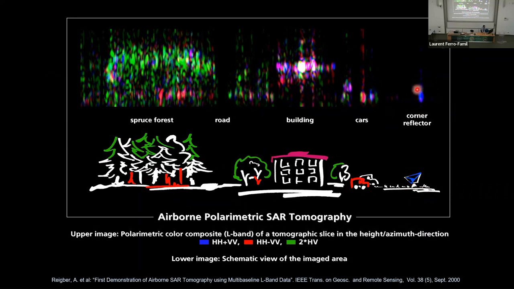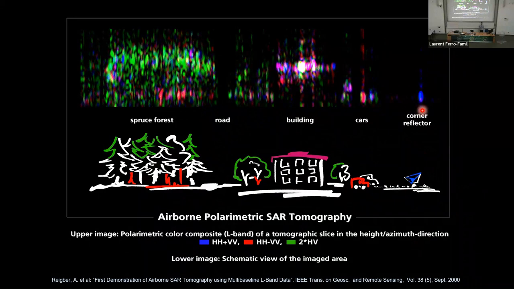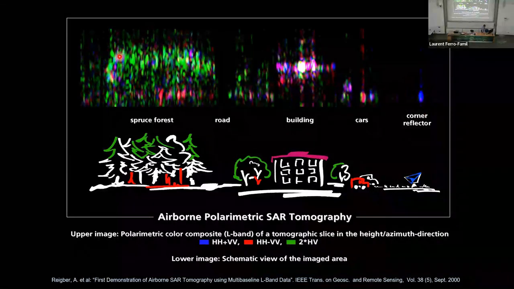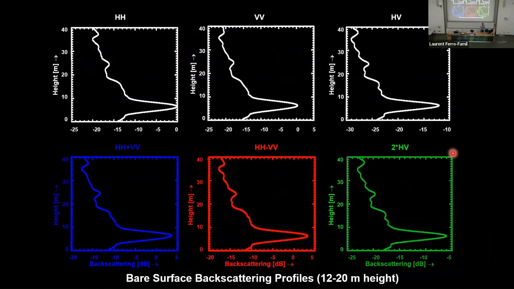You see, this is a Pauli combination. This corner reflector is blue. Is it a dihedral or a trihedral? Trihedral, exactly. So it's indeed a trihedral in the calibration campus that we have in Oberpfaffenhofen. And now, maybe before going into the forest, we go on a surface. And we say, let's stay on a surface and change polarimetric channel.